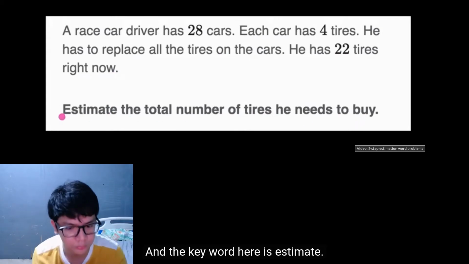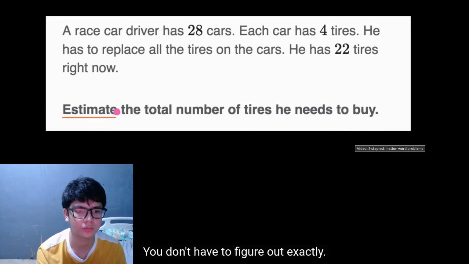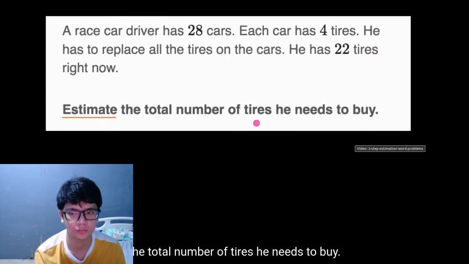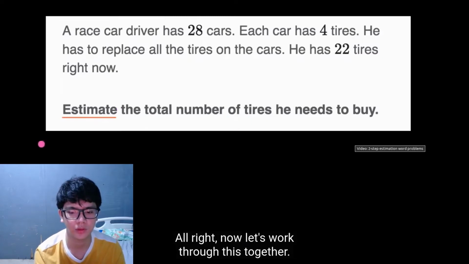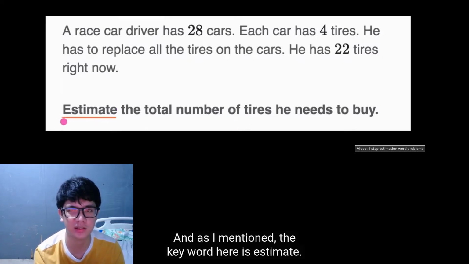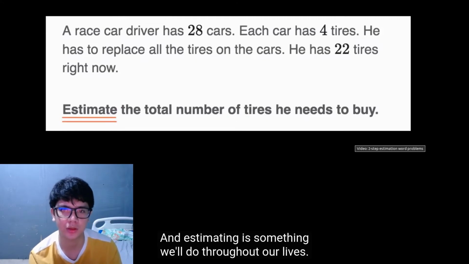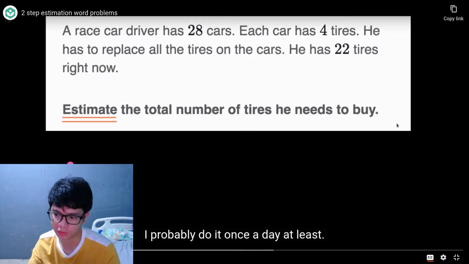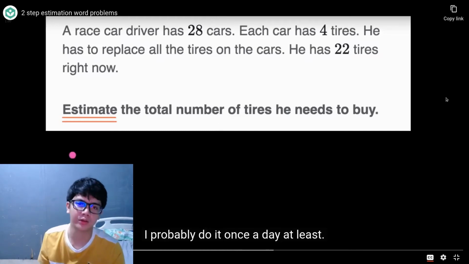And the key word here is estimate. You don't have to figure out exactly. You just need to figure it out roughly, the total number of tires he needs to buy. All right, now let's work through this together. And as I mentioned, the key word here is estimate. And estimating is something we'll do throughout our life, probably at least once a day.